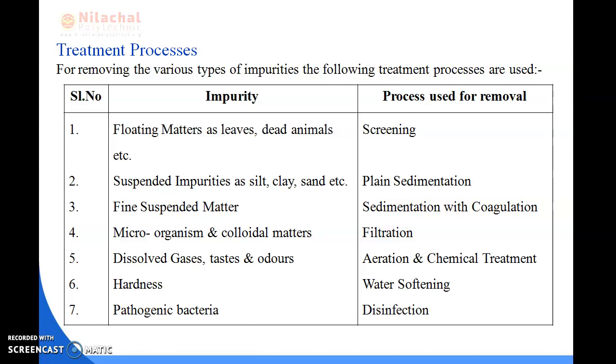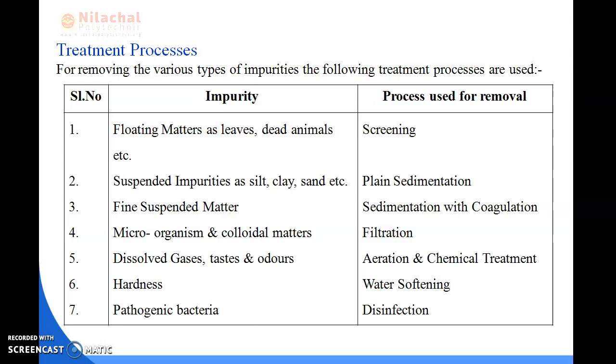Okay, so in this process suspended impurities can be removed, and from the sedimentation with coagulation the fine suspended matters or impurities can be removed. And next is filtration. In the filtration process the microorganisms and colloidal matters can be removed. And next is aeration and the chemical treatment. From the aeration and the chemical treatment process the dissolved gases, taste and odor can be removed.